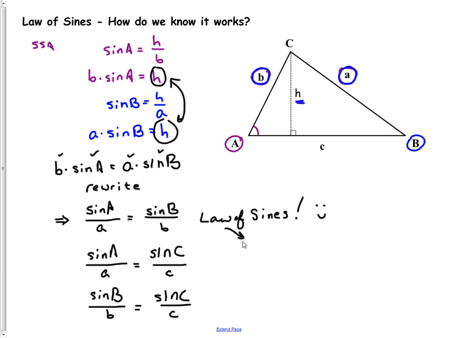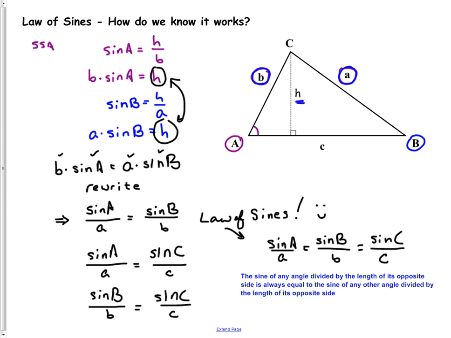we simply write a three-way equation to represent that the sine of angle A divided by its opposite side A is equal to the sine of angle B divided by its opposite side B is equal to the sine of angle C divided by the length of its opposite side C, which says in words that the sine of any angle divided by the length of its opposite side is always equal to the sine of any other angle divided by the length of its opposite side.